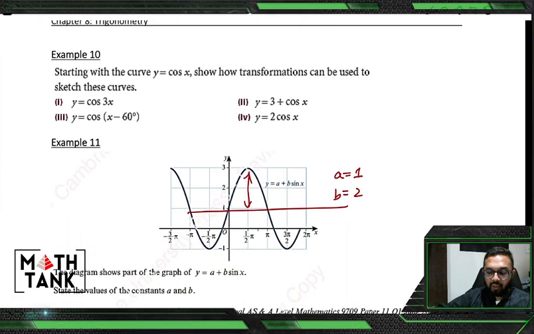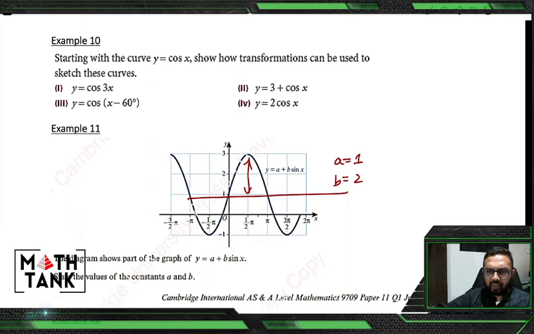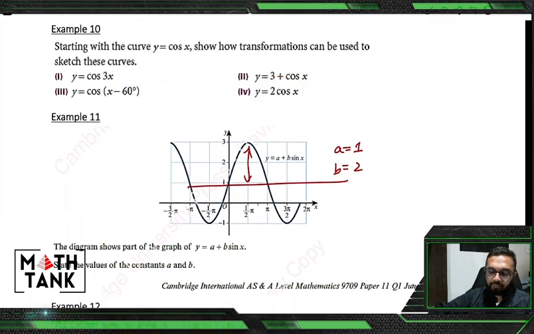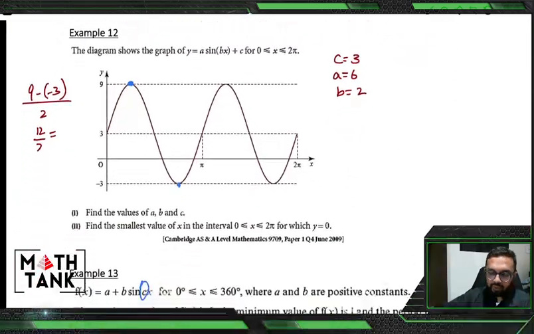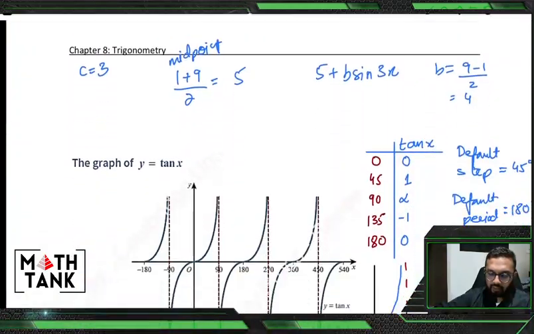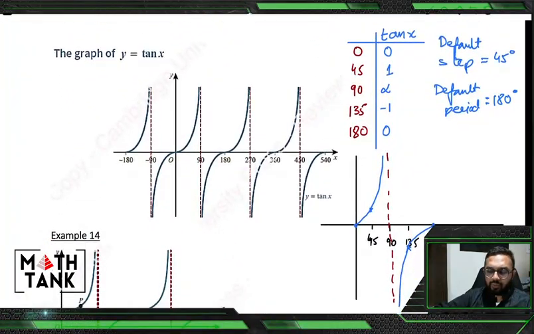Then this is an example, example number 10, that combines the idea of how transformations can be used. So that's something that you need to be aware of. So this is just a horizontal stretch with a factor 1/3. This is a translation 3 units up. That's 60 degrees to the right. And that's a vertical stretch with a factor of 2. And all of these questions are there that we've done in class. I do them in the lecture videos as well.